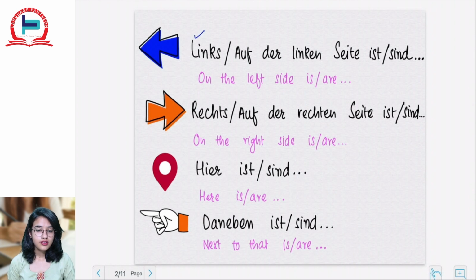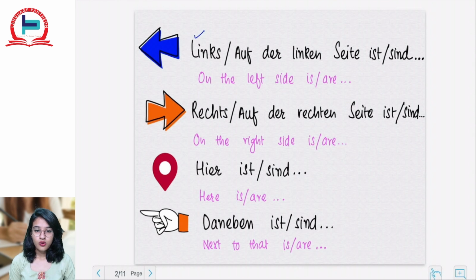Similarly, rechts oder auf der rechten Seite. They both mean the same, that is on the right side. Rechts ist, for example, die Küche. On the right side, there is the kitchen. Okay? Hier ist oder hier sind. Here is or here are these things. For example, I can point out to some room and say, hier ist das Wohnzimmer. Here is the living room. Klar?